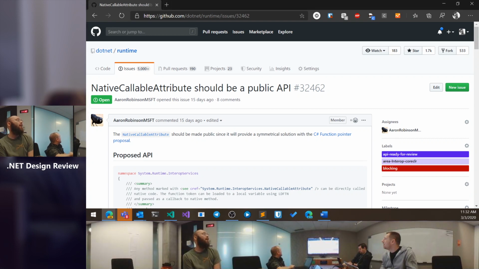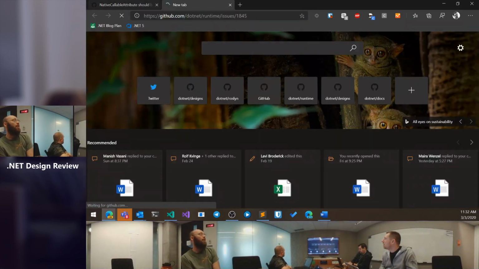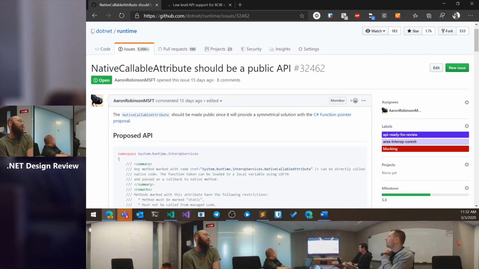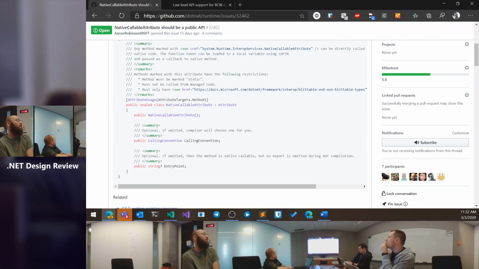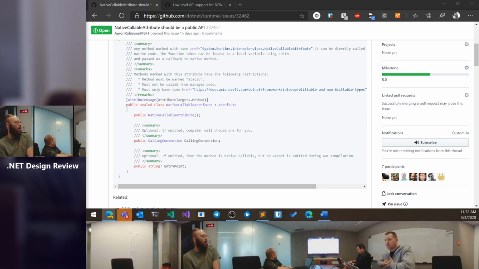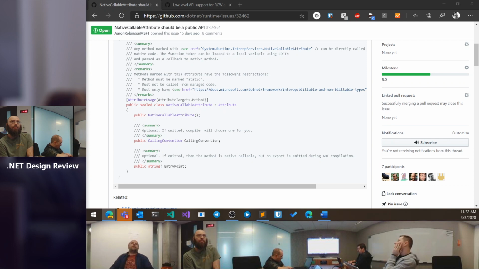This, as it implies, should be a public API. It already is an API, it's just private. We've been using it since, I think, it was implemented in 2015. So it's inside the runtime. It's basically just saying that if the method this is on has this attribute, it is only callable from a non-managed context, and it is not callable from managed. If you try to call it, it will do very bad things.